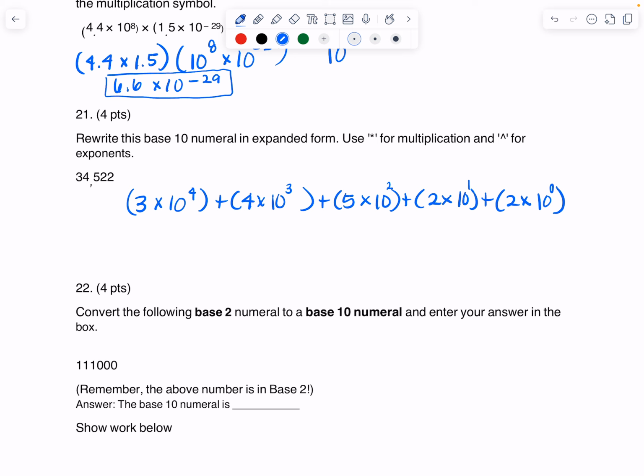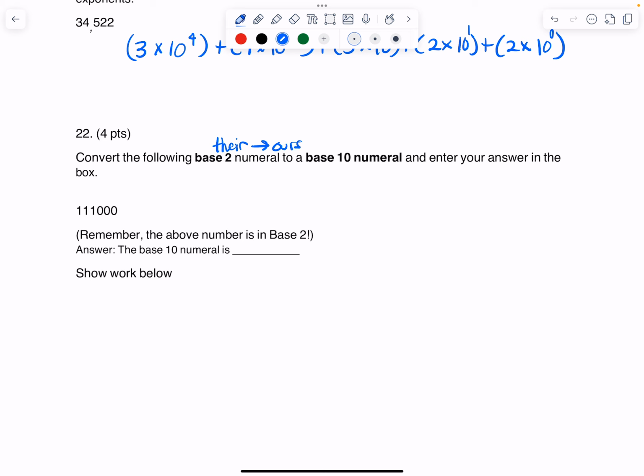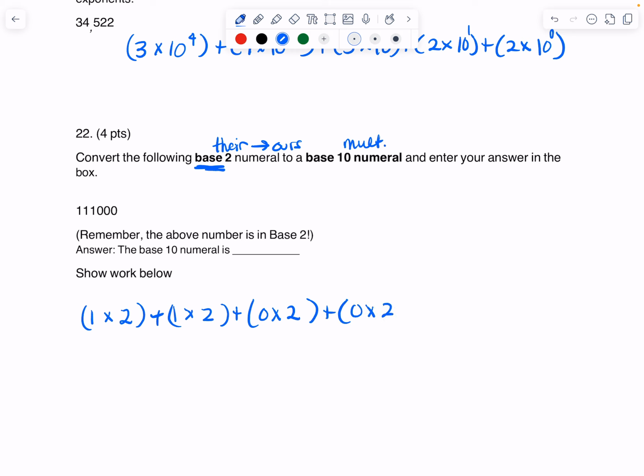All right, number 22. Convert the following base 2 numeral to a base 10 numeral and enter your answer in the box. Okay, so we're starting with their system and we're going to ours. So what we're going to do is multiply. So what I'm going to do is break up everybody. Remember, we're in base 2. So I'm going to take this 1 times 2 raised to the plus 1 times 2 raised to the plus 0 times 2 raised to the plus 0 times 2 raised to the plus 0 times 2 raised to the.